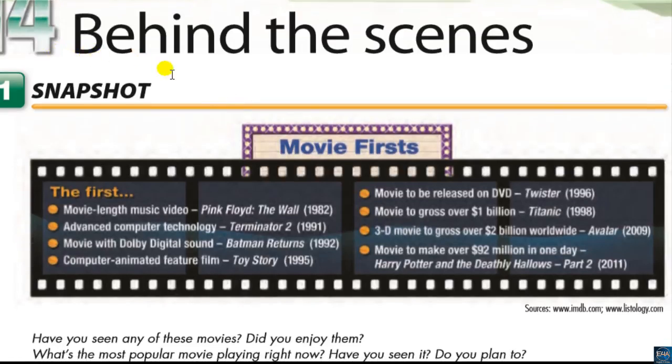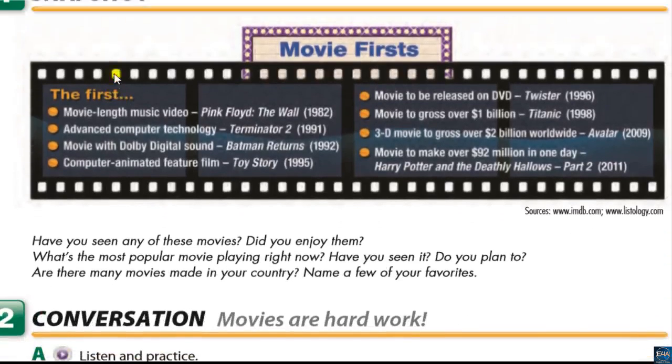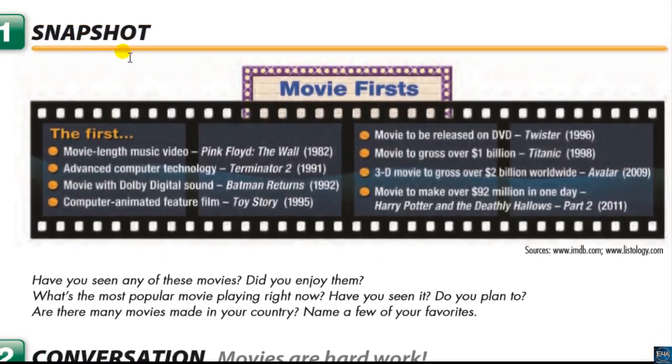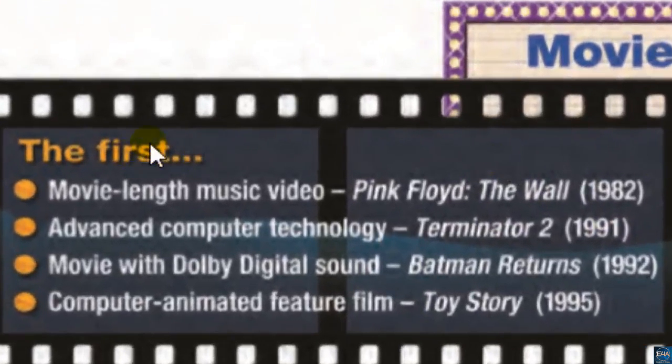Unit 14, Behind the Scenes. Exercise number 1, Snapshot. Movie firsts. In this exercise we have the first made movies. The first movie-length music video: Pink Floyd, The Wall, 1982. The first movie to use advanced computer technology: Terminator 2, 1991.